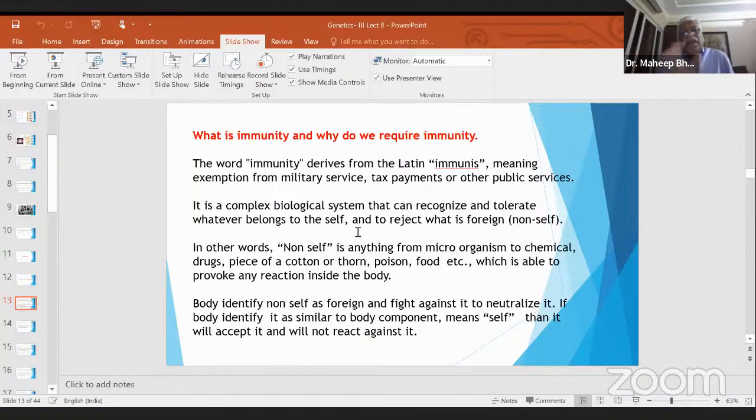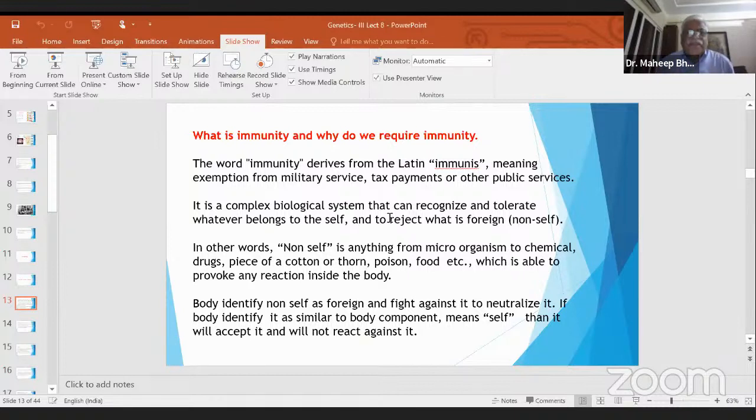Similar to this, there is another system in the body known as the immune system. This system present in our body is very complex because it has the ability to recognize something present in the body in two terms. One, self, and another, non-self.